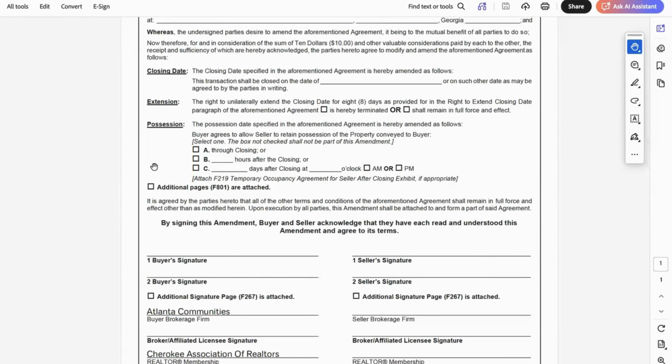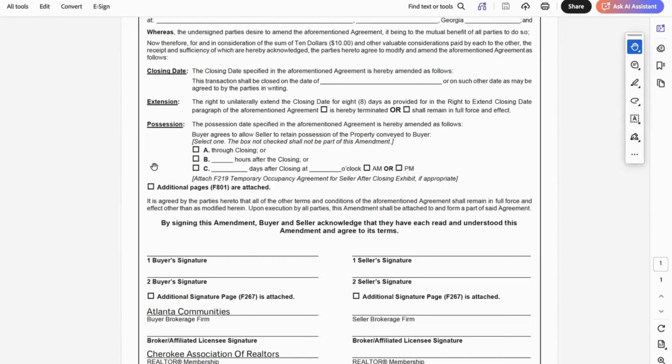B, how many hours after closing? Example, 24 hours after closing, meaning seller gets a short window to move out. Option C, number of days after closing and the time. Example, 3 days after closing at 5 p.m. This allows a temporary post-closing occupancy.